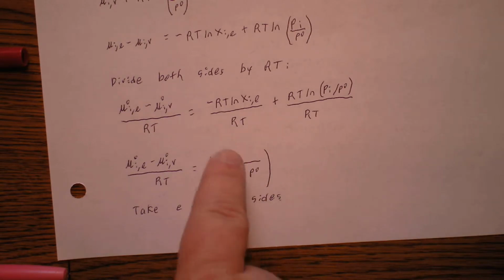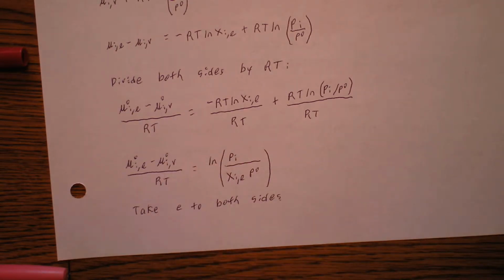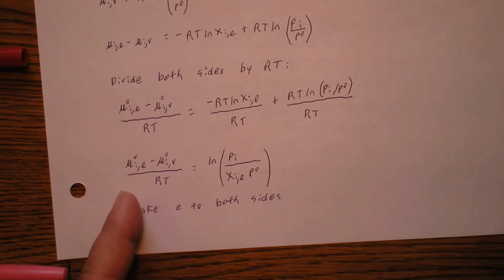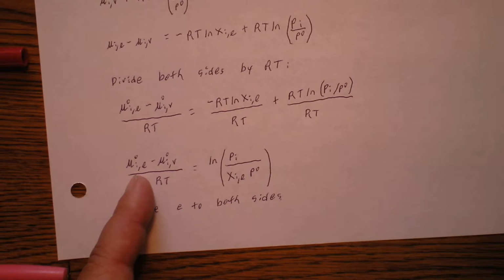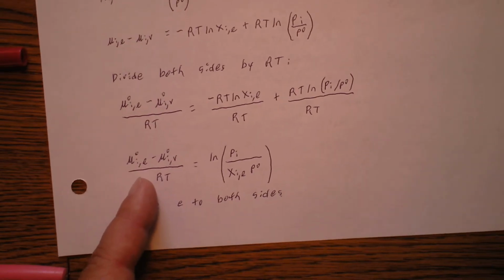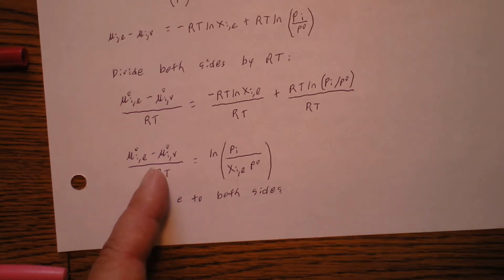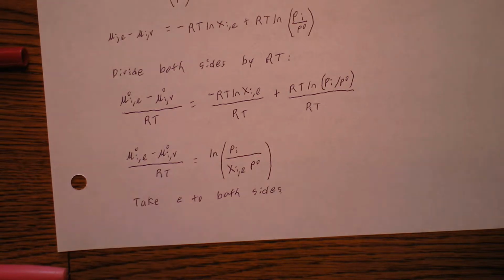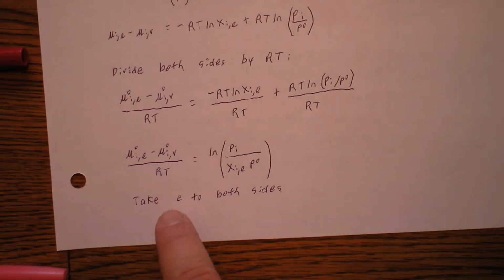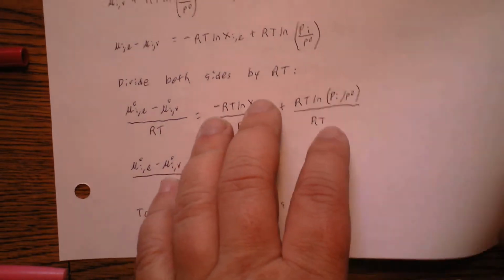And remember, when you distribute a minus into the natural log, it turns it upside down. So anyway, we end up with mu, the chemical potential of the substance I in the liquid phase at the standard state, minus the chemical potential I in the vapor phase at the standard state, divided by RT, and that's equal to the natural log of the partial pressure of the substance I divided by the mole fraction of the substance I in the liquid phase times P naught. Now we're going to take e to both sides, the natural number e to both sides.